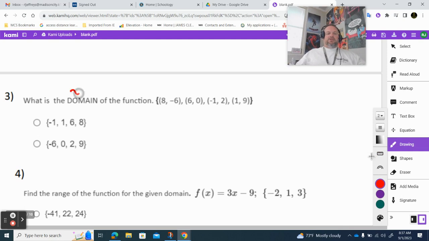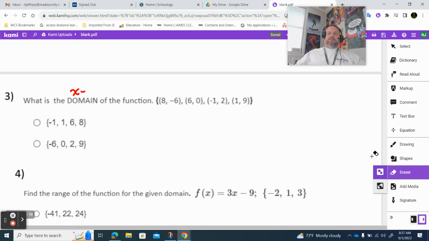Okay, domain. Domain is our x values. And I just misspelled values.